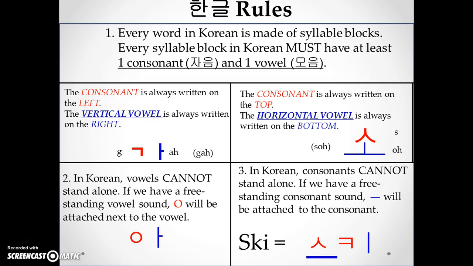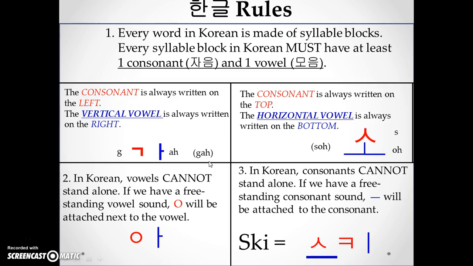Okay, so in order to figure out how to pronounce the words in Korean, you have to note that all the Korean words are made of syllable blocks, and in each syllable block, we must have at least 1 consonant and 1 vowel, right? So the way you read the syllable blocks, guys, you have to identify whether the vowel is vertical or horizontal. So vertical vowels are the ones that stand up like this. In such cases, the consonant is always on the left, so you have to read it from left to right.